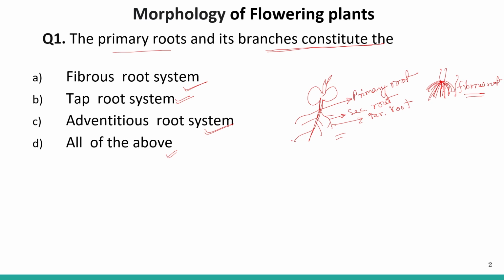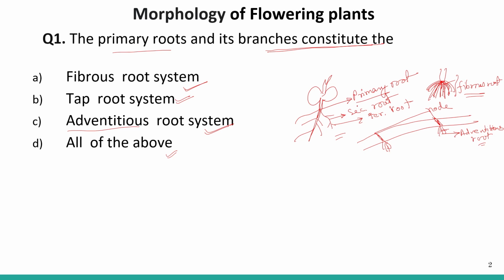Okay. Now, adventitious roots. Adventitious roots originate from, suppose this is a stem part, and sometimes at this nodal region, so these are the nodal regions of the stem part, and from this nodal region some roots come out. So this is the adventitious root. We cannot say that this is the primary root or the main root.